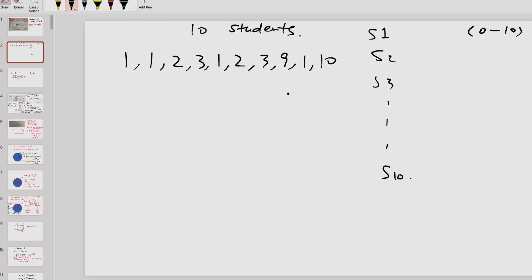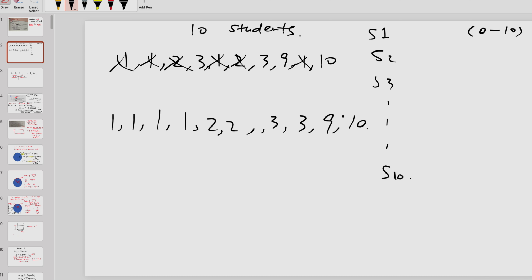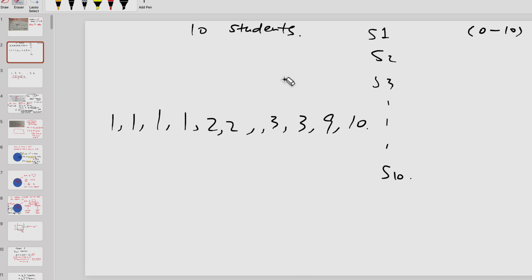Okay, 10 students. Okay, good. So now these are 10 scores of the student. Okay, so in order to find mean, median, mode, we need to rearrange them first. Otherwise, we can't find the median. Right? So we rearrange. 1, 1, 1, 1, 2, 2, 3, 3, and 9 and 10, right? Okay, good. So I rearranged them already.